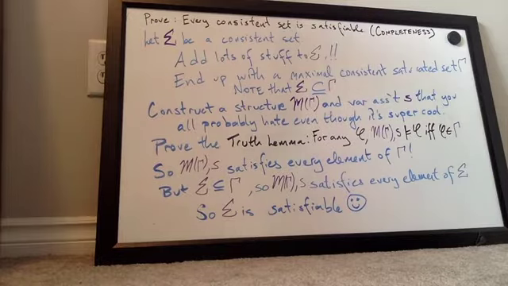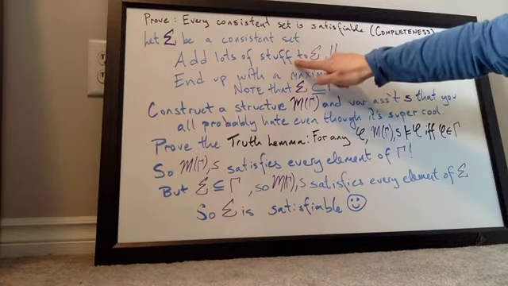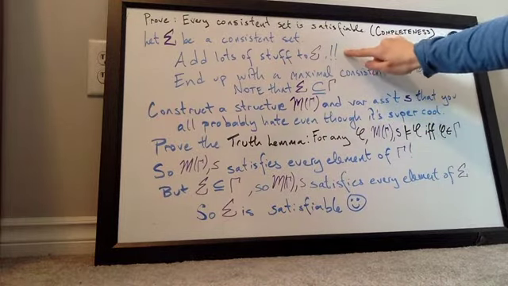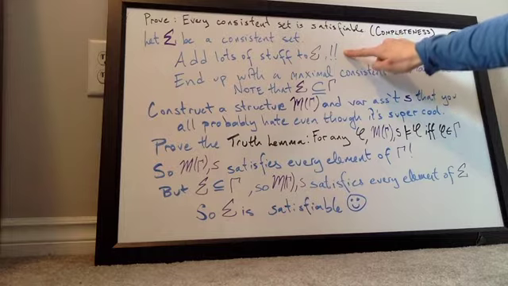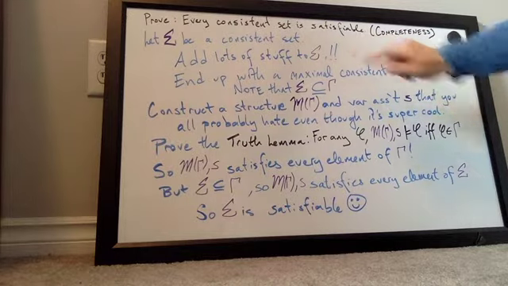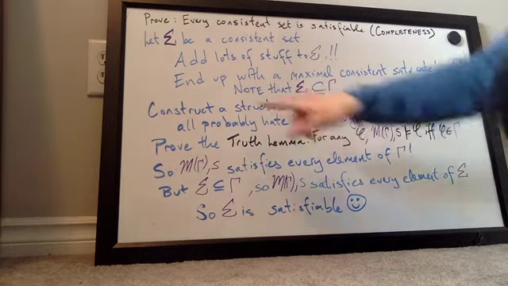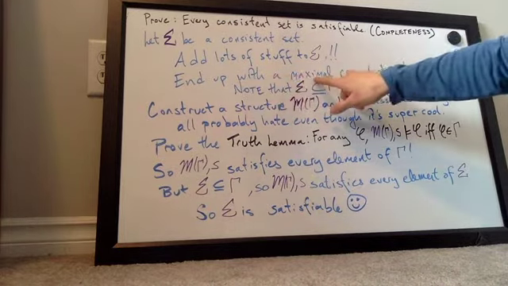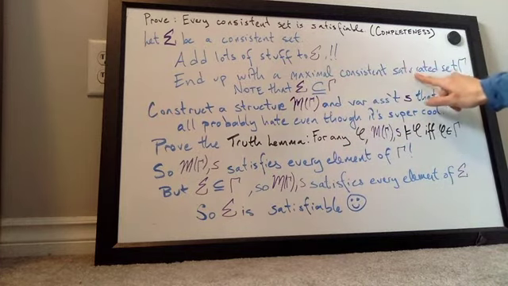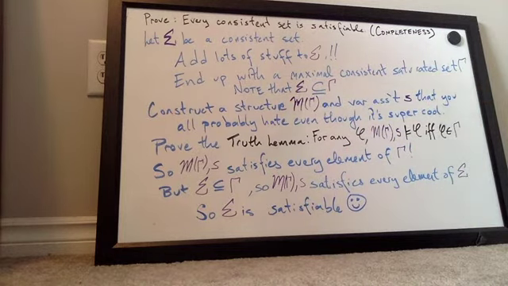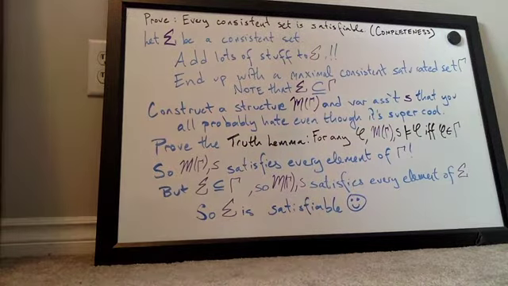And the first thing that we did was we added lots of stuff to it. So much stuff, so much super confusing stuff. Don't worry about it. It doesn't really matter for this high-level overview what exactly we added or how. But what we did end up with is a maximal, consistent, saturated set, and we called that set gamma. So we added a whole bunch of stuff to sigma, and then we ended up with gamma.